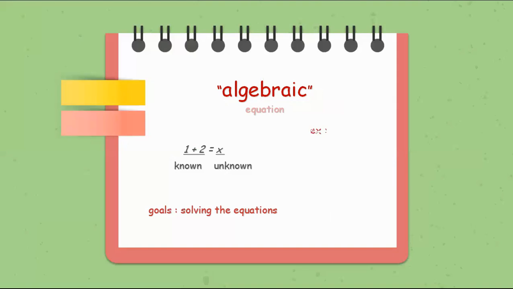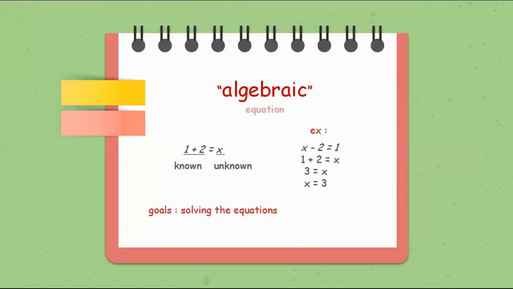Let's have an example. x minus 2 equals 1. This is exactly the same kind of equation as 1 plus 2 equals x. In this one, we are being told that something minus 2 equals 1, and we have to find out what that something is. Now, you might just know automatically that the answer here is 3, because you know that 3 minus 2 equals 1.